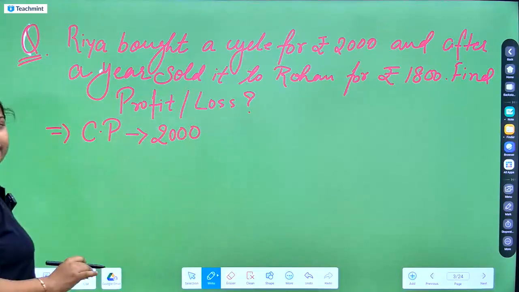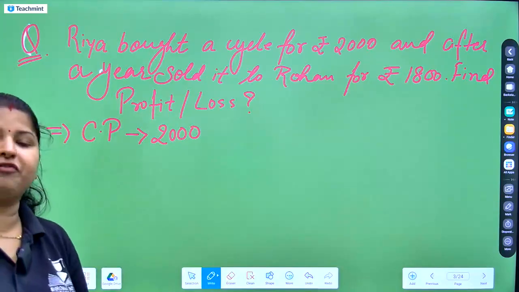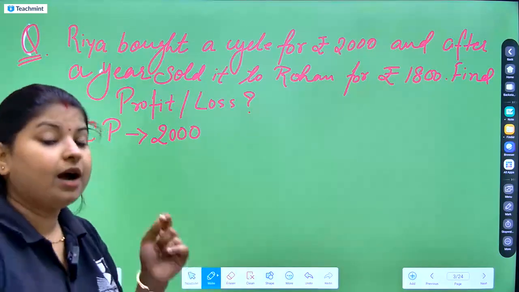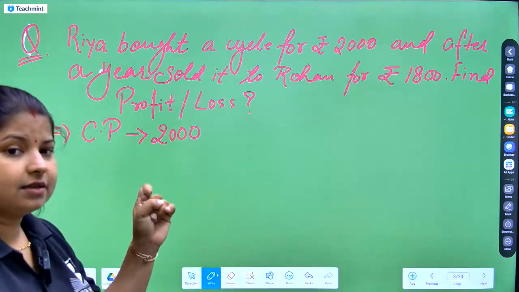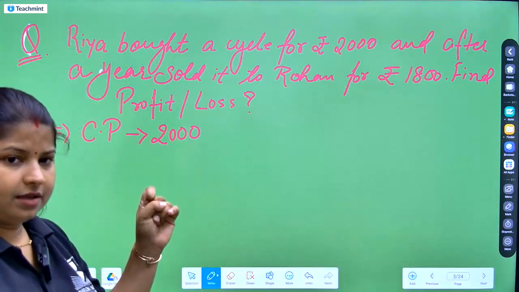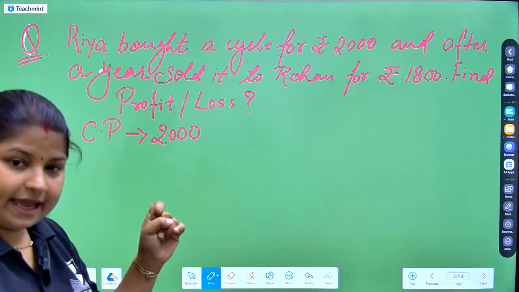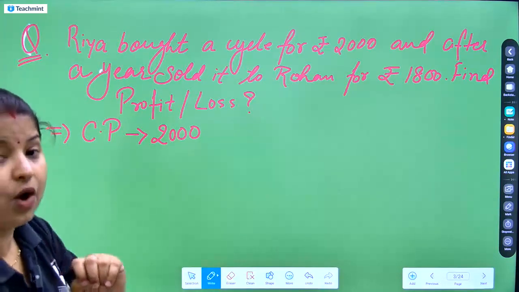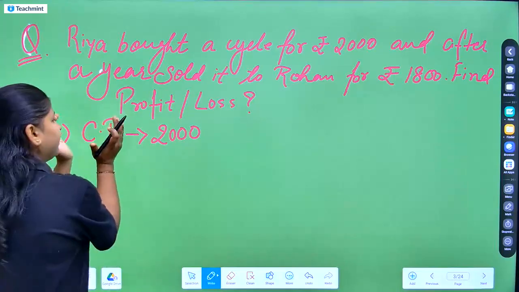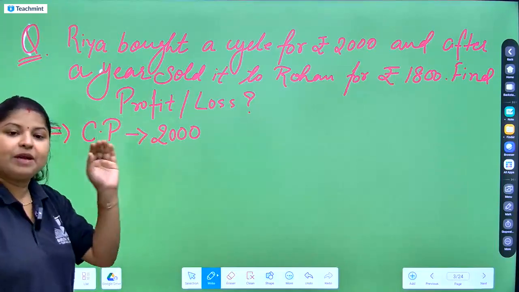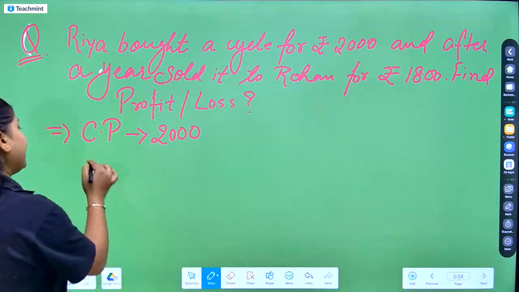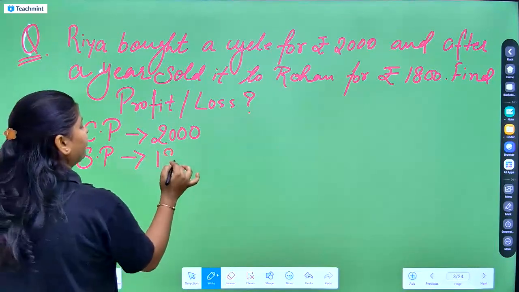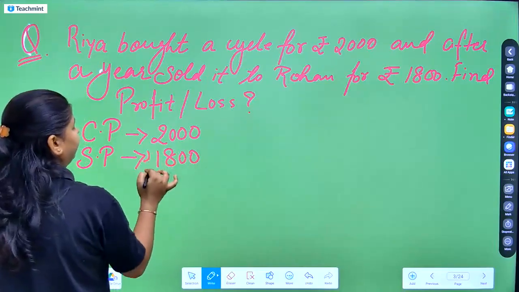Ma'am, profit. No, not profit, beta. It would be loss. Why? Because it's purchased for 2000 and sold for 1800. Loss is 200, ma'am. Yes, very good. Loss is of rupees 200. How? So Ria bought the cycle for rupees 2000 and she sold it for rupees 1800, right?